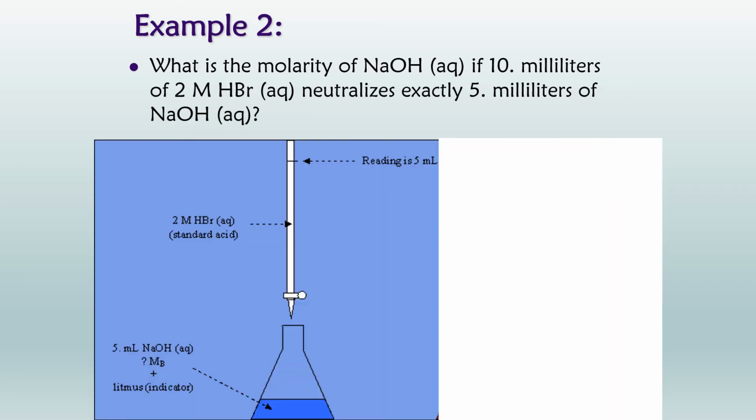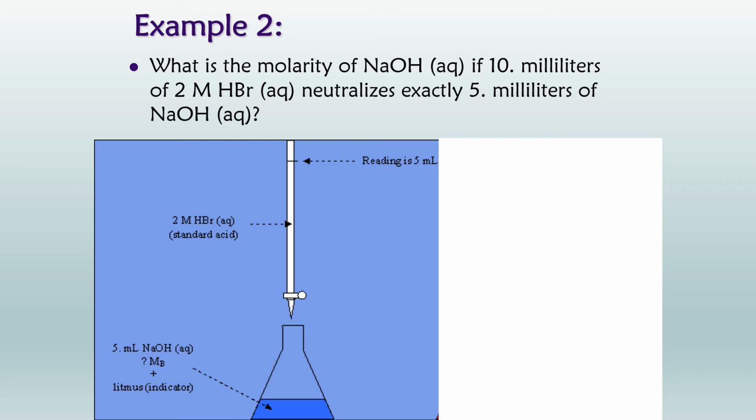Let's look at another example. This time, we are looking for the molarity of sodium hydroxide if 10 milliliters of 2 molar hydrogen bromide, or hydrobromic acid, neutralizes exactly 5 milliliters of sodium hydroxide.